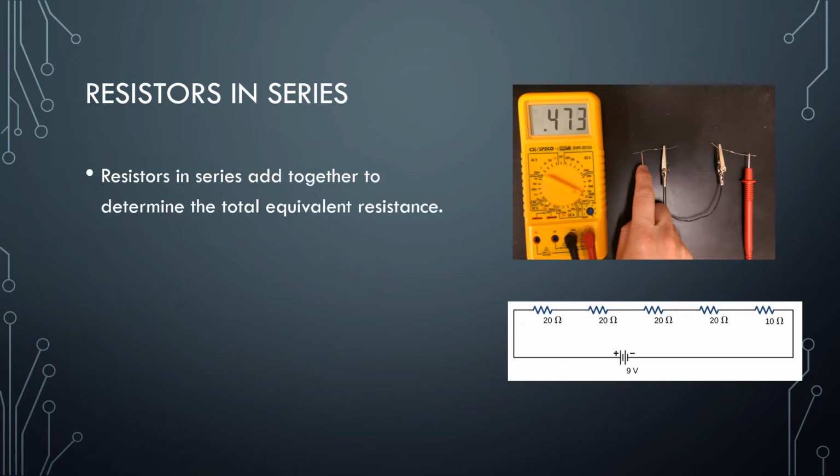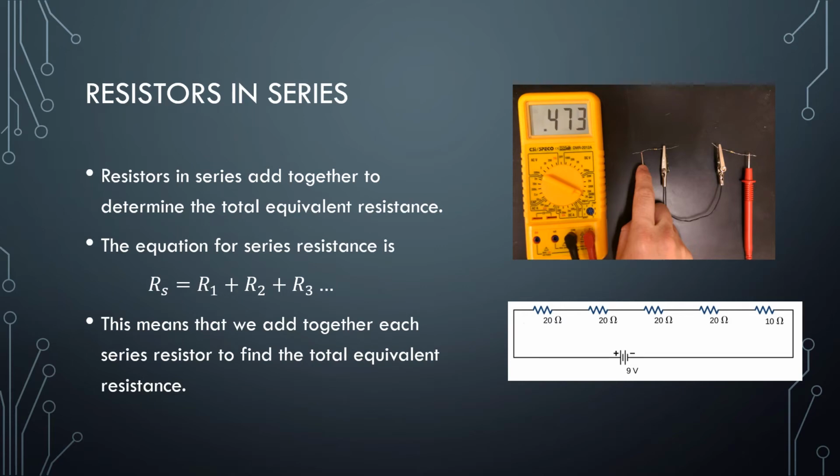So when resistors are connected in series, like the picture to the right, we just add them together to figure out the total resistance. So the equation is just Rs equals R1 plus R2 plus R3 and so on. So if we had 7 resistors all connected in series, you'd add all 7 resistors. If you only have 3, you just add 3. However many you have, that's how many you add together to figure out the total resistance. The bottom right picture over here is just an example of a circuit diagram for series resistors.